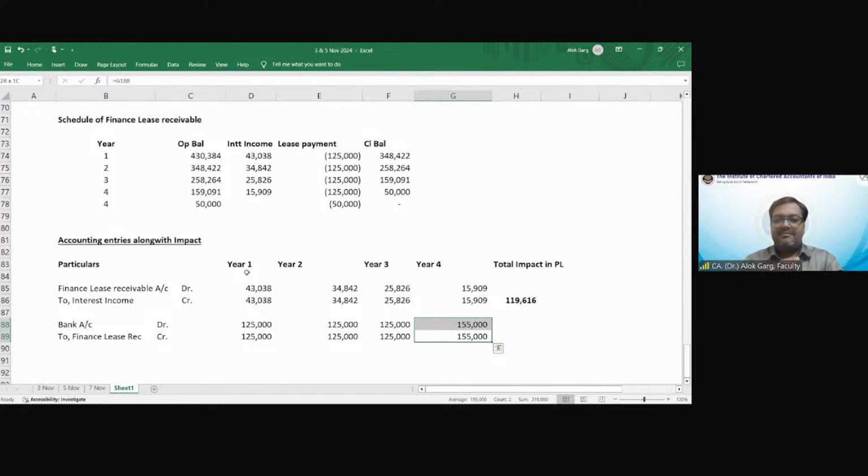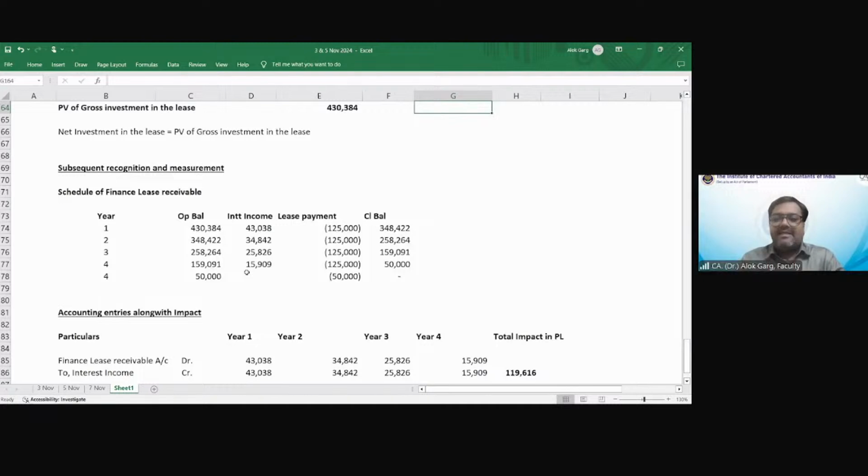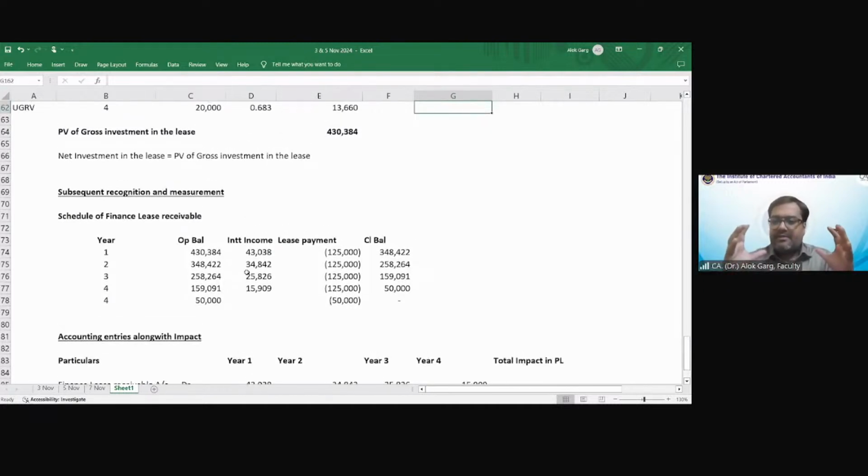No, sir. 20,000. Yeah, 50,000. 125 plus 50. So when you have computed finance lease receivable, have you taken only 30 or have you taken the entire 50? Entire 50. Your gross investment in the lease is equal to lease payments from the lessee plus unguaranteed residual value, right? That is your gross investment in the lease.